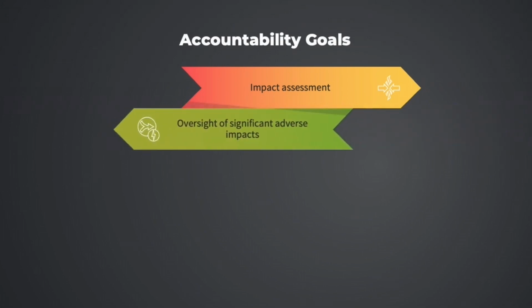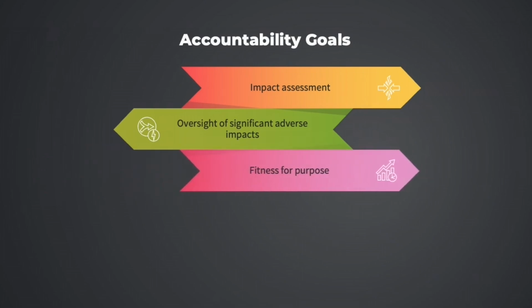Next is oversight of significant adverse impacts. This means that organizations and other stakeholders should review and apply additional oversight for systems with potential significant adverse impacts. Another accountability goal is fitness for purpose. This means ensuring that AI systems provide valid solutions for their intended uses.